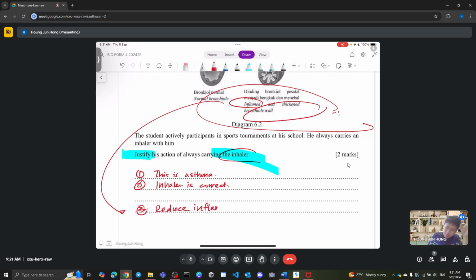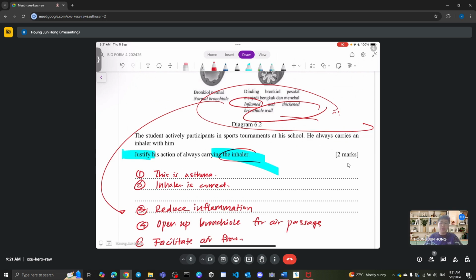Even if today I give you a medicine, whatever treatment, an inhaler, whatever it is, as long as it is to cure asthma, they should have the same goal. They should have the same goal because at the end of the day, they just want to cure the asthma. And asthma is caused by the same thing. It's caused by inflammation. It's caused by your air passage being blocked. So you can open up the bronchiole for air passage. And finally, this facilitates airflow. Okay, so that's it for this question.